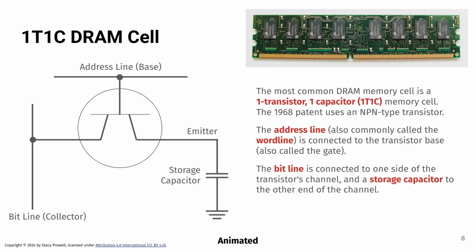So let's stop and think a little bit about how DRAM cells work. The most common type is the single transistor, single capacitor memory cell because it's the simplest. The 1968 patent uses a P substrate and then some N-type etching on there. What is P and N?